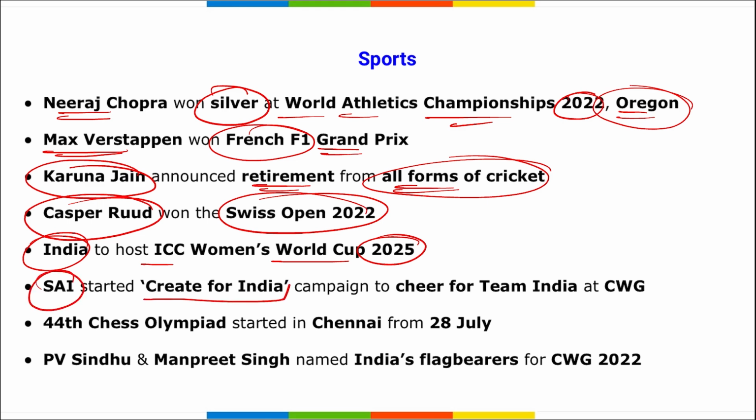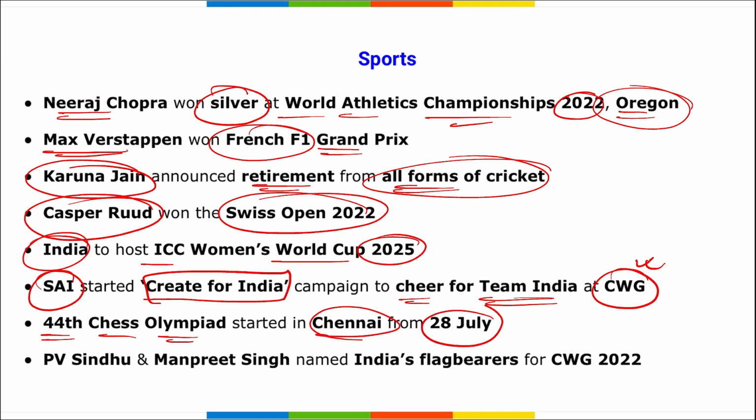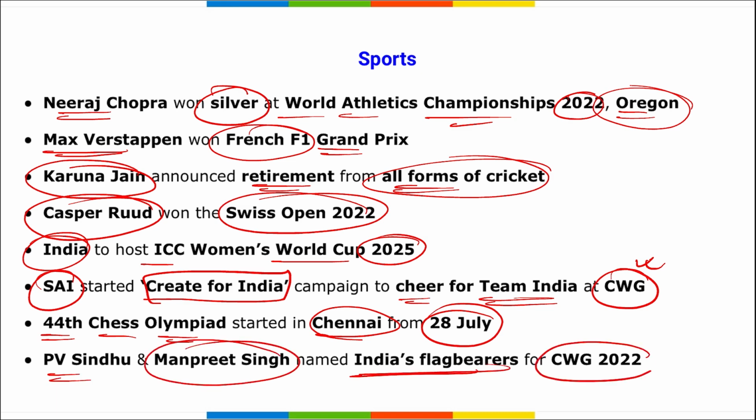SAI started the Cheer for India campaign to cheer for Team India at the Commonwealth Games. That is old news, but still you should know. Then the 44th Chess Olympiad started in Chennai from 28th of July. Then PV Sindhu and Manpreet Singh have been named as India's flag bearers for Commonwealth Games 2022. Very important information. A direct question can be asked: who were the Indian flag bearers during the Commonwealth Games 2022? So, PV Sindhu and Manpreet Singh.